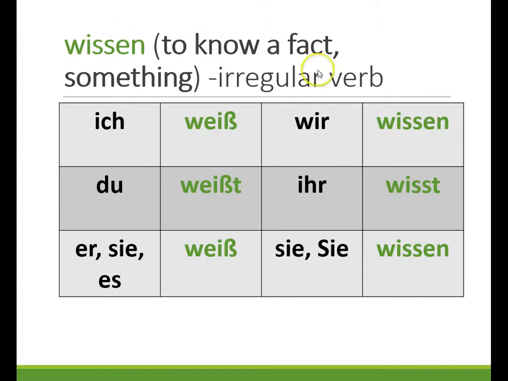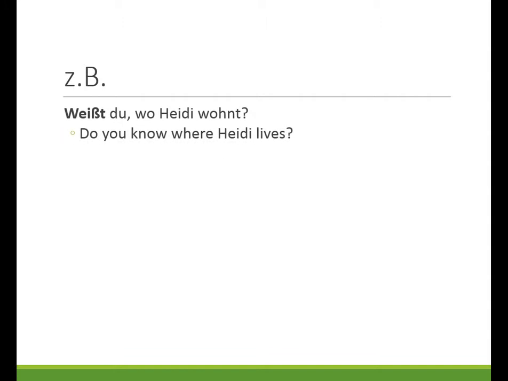Wissen is irregular, so there's a stem vowel change. Ich weiß, du weißt, sie, es weiß. Wir wissen, ihr wisst, sie wissen. For example, with wissen: weißt du, wo Heidi wohnt? So, do you know where Heidi lives? If I say in Berlin, that's a phrase I have to answer the question with, a prepositional phrase.